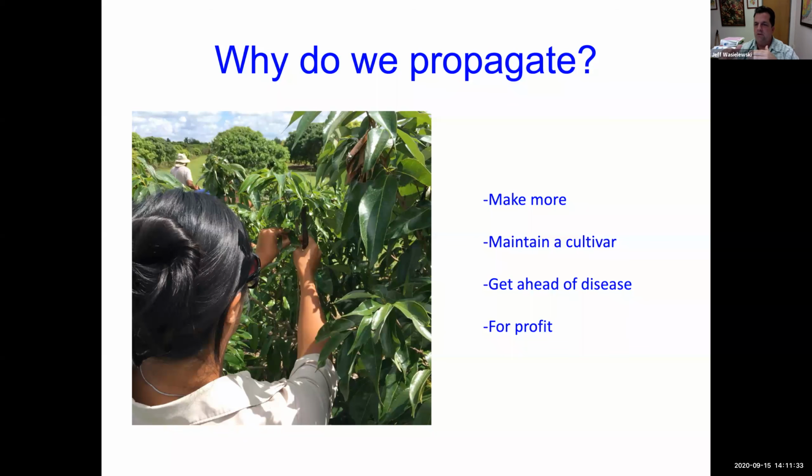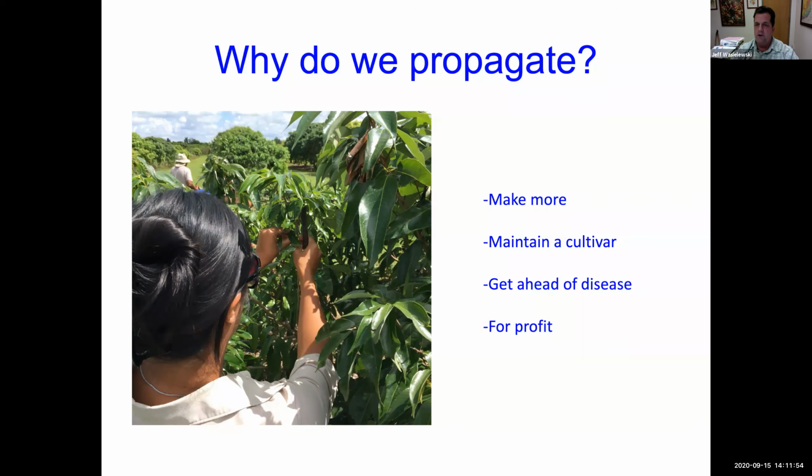So to maintain the cultivar, we use asexual propagation, which is cuttings and division, air layers, and grafting. So that's how we can keep having a Mauritius year after year after year, and keep selling Mauritius or having Mauritius or giving Mauritius away.